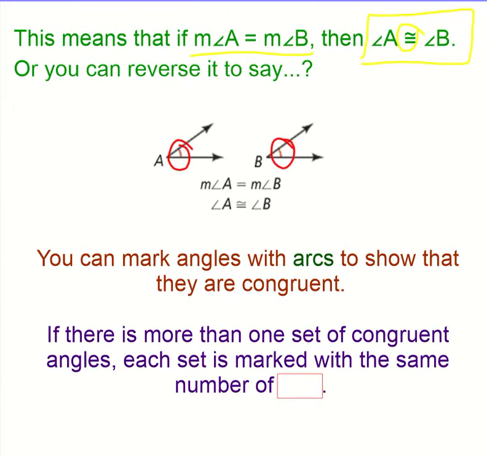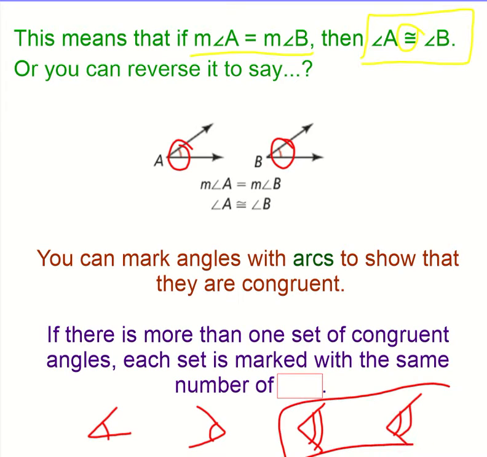If you have a few different angles, and maybe you've got one angle here that's got that mark, and then you've got another one over here with that mark, and then you've got two other angles that are congruent, you're going to give these ones double arcs. And that means that these two would be congruent over here, and that these two over here are congruent.